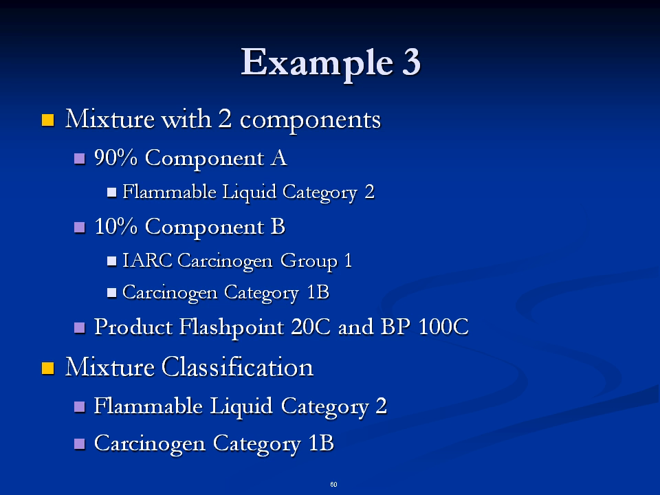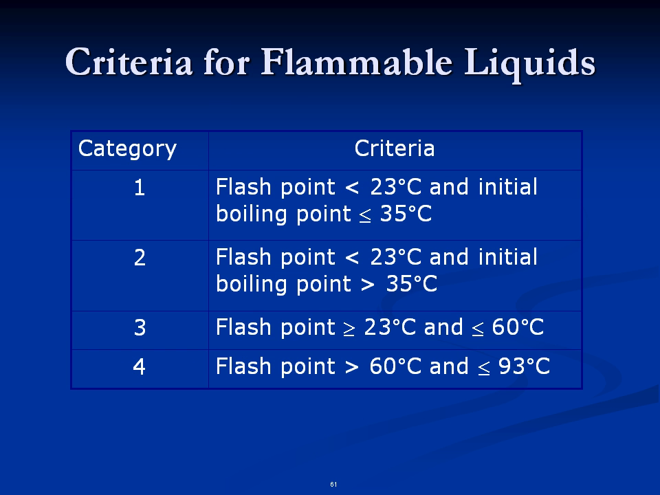So I know it's a flammable liquid because I actually did a flash point for my products and I have a boiling point, and I've determined that the product itself falls into the classification as flammable liquid category 2, not just the component, and also that it has more than 0.1% of carcinogen, and therefore my mixture is classified as carcinogen category 2. So again, we're going to have 2 different tables.